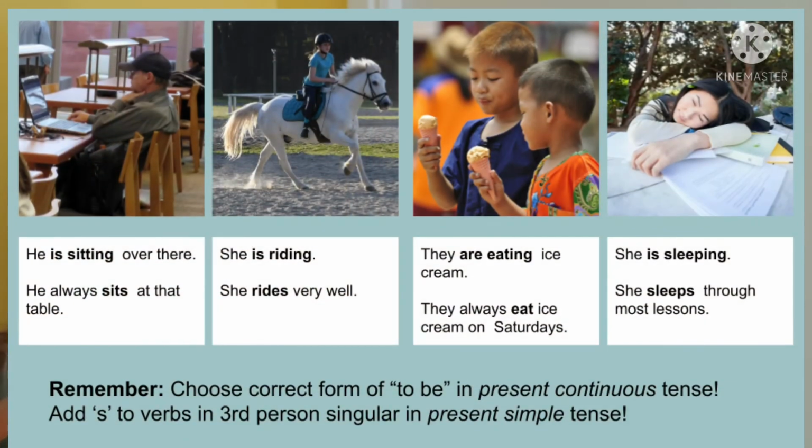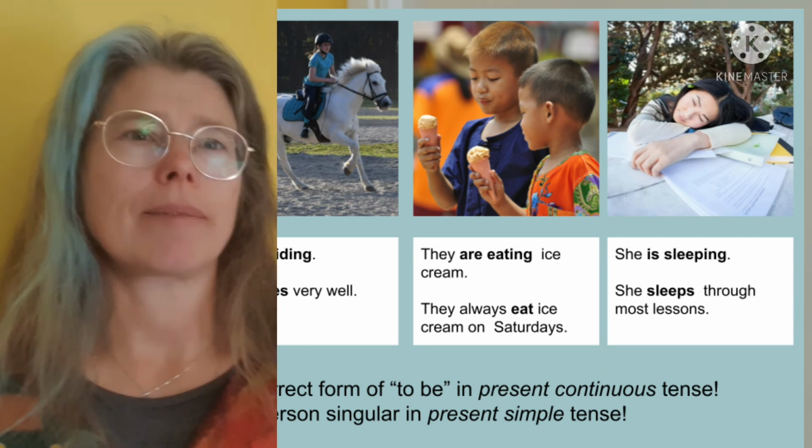Okay, here are the correct answers. He's sitting at the table. He's always sitting at that table. She is riding. She rides very well. They are eating ice creams. They always eat ice creams on Saturday. She's sleeping. She sleeps through most lessons.